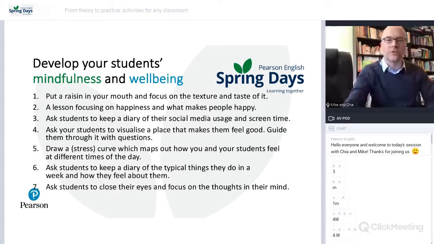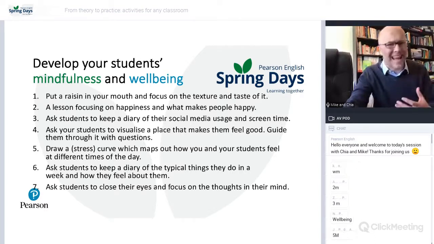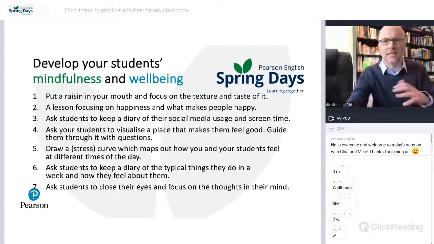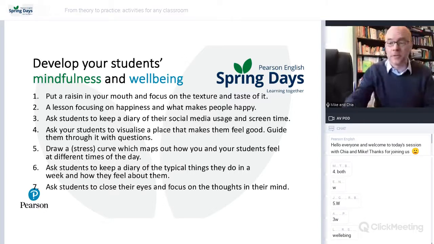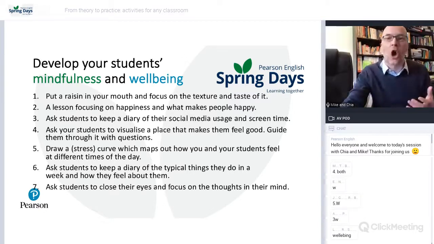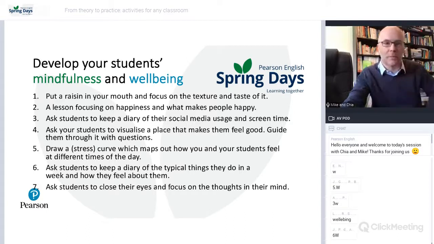Number four, ask your students to visualize a place that makes them feel good. Guide them through it with questions: what it looks like, what it sounds like, what it feels like. Is it light? Is it dark? Is it warm? Is it cold? You can get students to interview each other about this as well. So there's loads of interaction opportunities around this subject and topic.